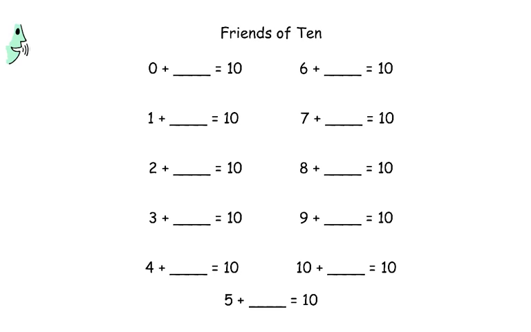All right, we're going to do our friends of 10. I'll read the equation, and you need to fill in the missing part. 0 plus blank equals 10. 0 plus 10, right. 1 plus blank equals 10. 1 plus 9 equals 10. 2 plus blank equals 10. 2 plus 8. 3 plus blank equals 10.